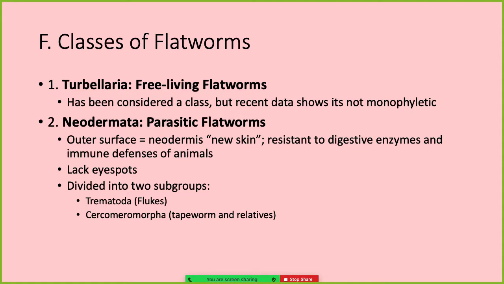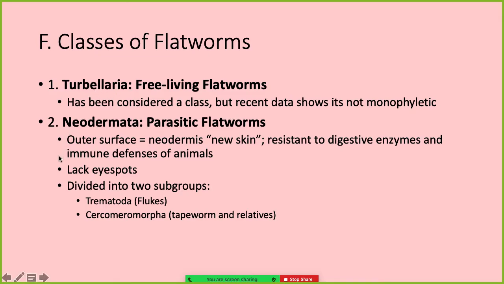And then the NeoDermata. Nope, I'm saying that wrong. NeoDermata. There we go. NeoDermata, which is the parasitic flatworms. So those are the two big classes. I'm going to talk a little bit more about some subgroups underneath the NeoDermata, just because of their impact on humans with flatworms and parasites, if you will.